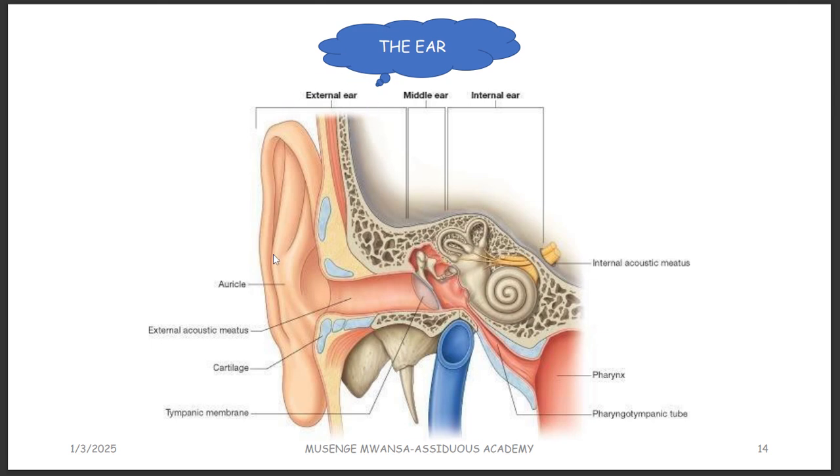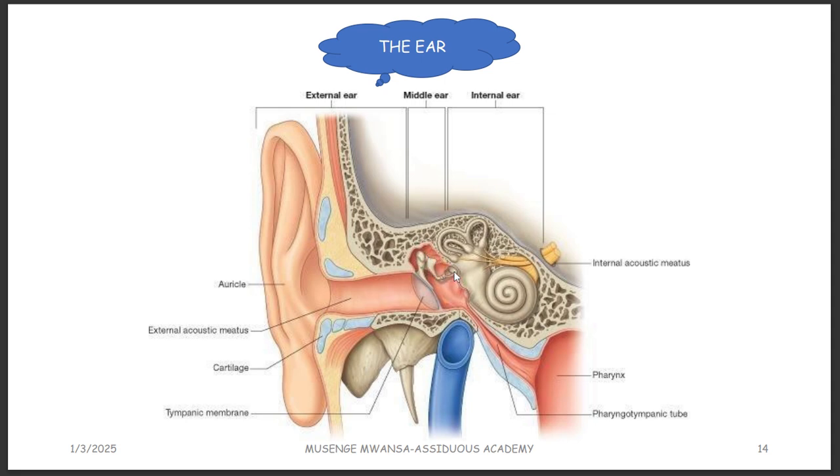The external ear has got mainly the pinna, where I've got the auricle, and the external auditory meatus. The middle ear mostly contains, you can see this tympanic membrane, okay, and also the bony ossicles. So the bony ossicles are part of the middle ear, and you have got three. The first one is the malleus, this comma-shaped first one here. The second one is the incus. The third one is the stapes.